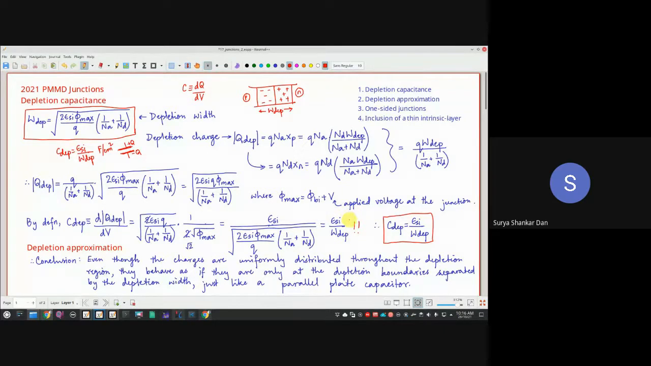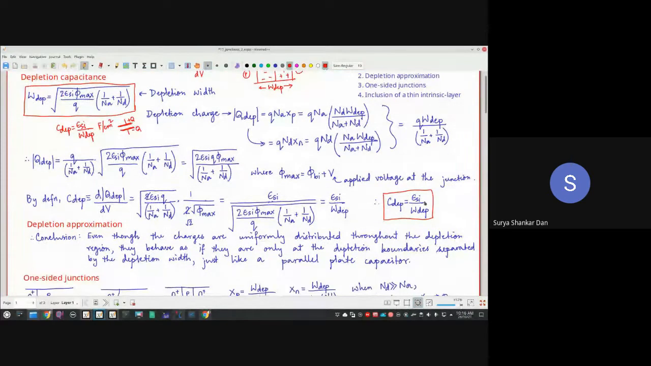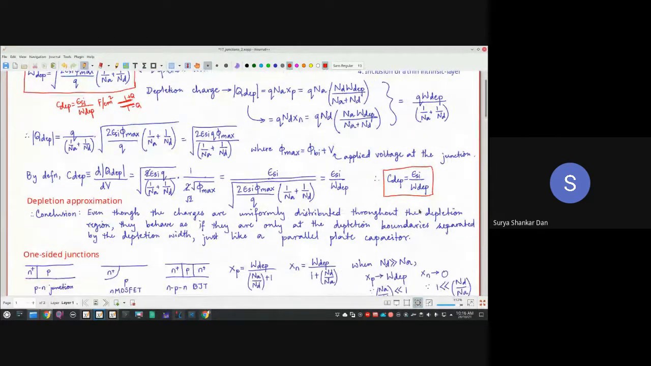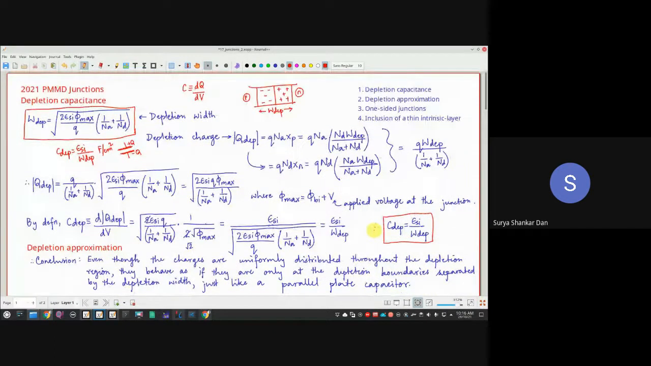This is something interesting. What it means is that the depletion capacitance, which is given by epsilon_si by W_dep, means that even though the charges are uniformly distributed throughout the depletion region, as I have said, they behave as if they are only at the depletion boundaries separated by the depletion width, just like a parallel plate capacitor. So now we have understood why that happens.